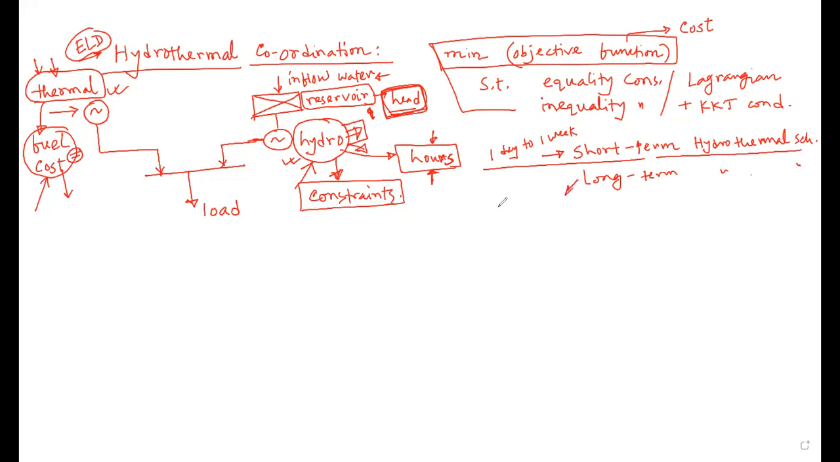For long term, it goes from greater than 1 week up to 1 year, because as I said, we don't usually go beyond 1 year, because after 1 year there is cyclic variation in water levels in the hydropower plants. So for the long term scheduling, we go from 1 week to 1 year duration, whereas for the short term hydrothermal scheduling, we generally vary from 1 day up to a maximum of 1 week.